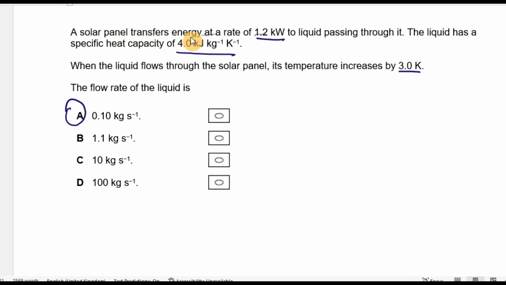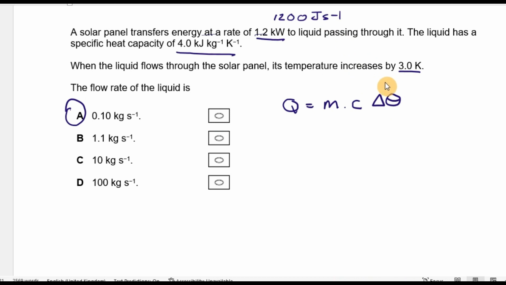Okay, so first thing to look at is the energy transfer rate, 1.2 kilowatts. Well, that's the same as 1,200, and a kilowatt is just a joule per second. So I'm going to use the equation that the thermal heat transfer is equal to the mass multiplied by specific heat capacity multiplied by the change in temperature.